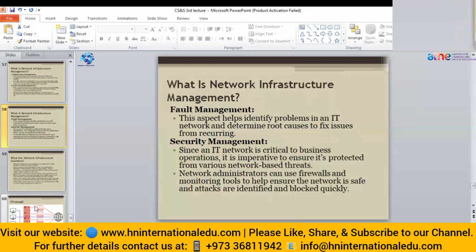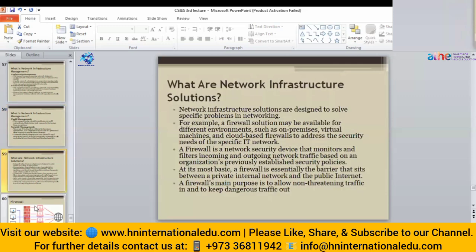If any unauthorized person is trying to get the data from our network or trying to enter inside the network, we will block that person.